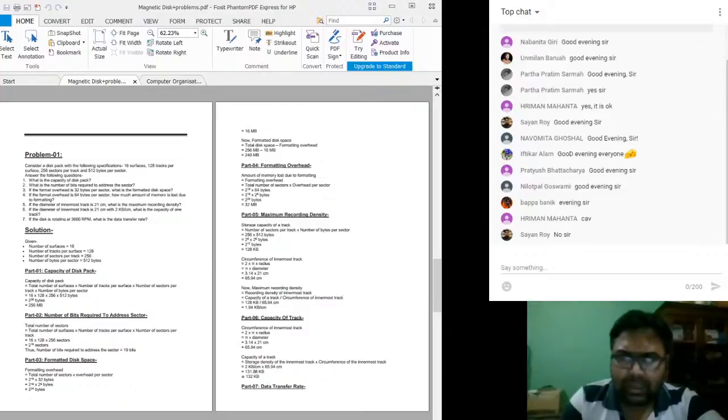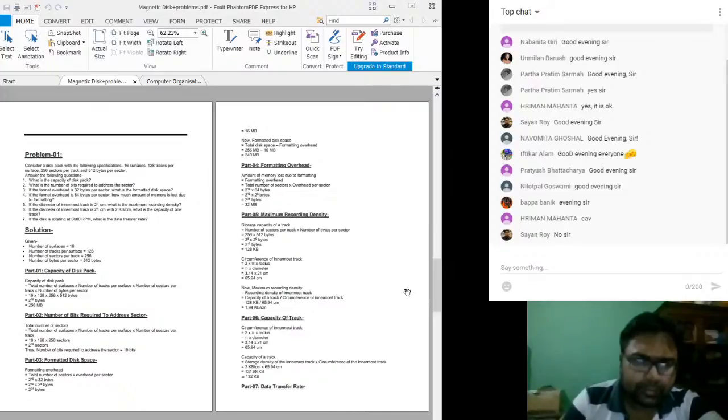And how can you find out the minimum recording density? You will find out the circumference of the outermost track, and you divide the storage capacity of a track by it, and you are going to get the minimum recording density of the track.